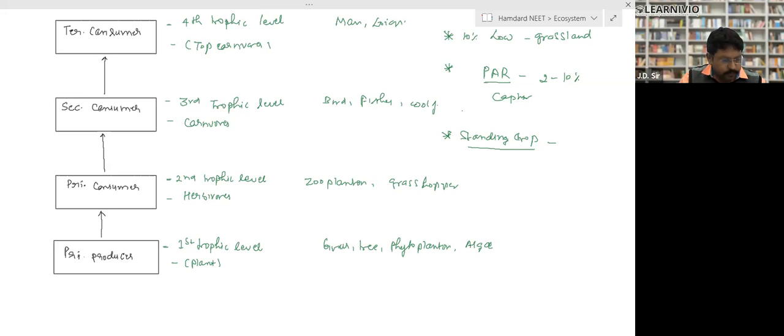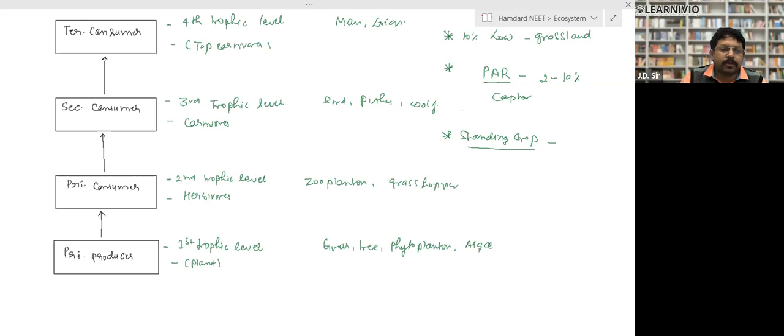One more important thing which I want to ask: what is the standing crop? Anyone? No. Okay, let me tell you. Suppose that you are starting a fishery. You have made a pond, and now it is an empty pond. You have filled it with water, but there is neither any plant nor any animal. Suppose you brought some small fish seedlings, or fish eggs. We call them fish seeds. So you put them over there.